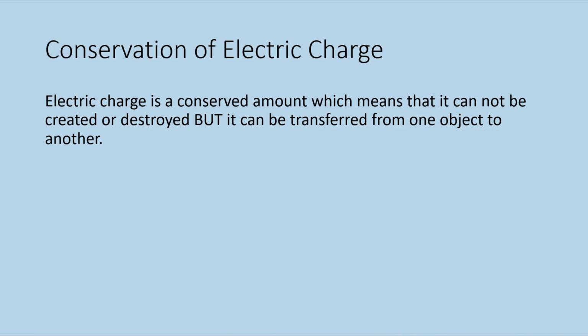Conservation of electric charge. Electric charge is a conserved quantity, which means that it cannot be created or destroyed. So you cannot create or destroy an electric charge. It cannot be created or destroyed, but it can be transferred from one object to another.